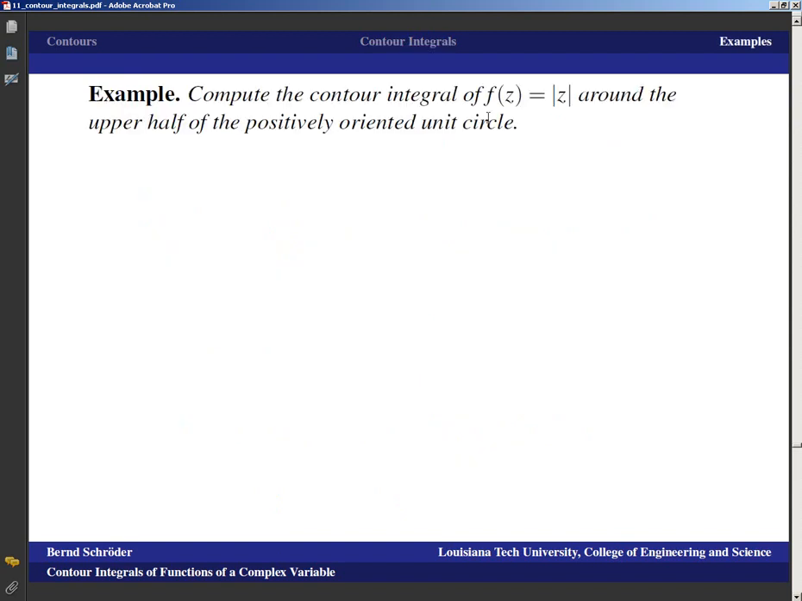Okay, examples. Well, let's compute the contour integral of f of z equals z absolute value around the upper half of the positively oriented unit circle. Well, that's the integral f of z dz, which is the integral from 0 to pi of z absolute value with a parameterization, which is e to the it with t from 0 to pi plugged in, times the derivative of the parameterization, i e to the it dt.